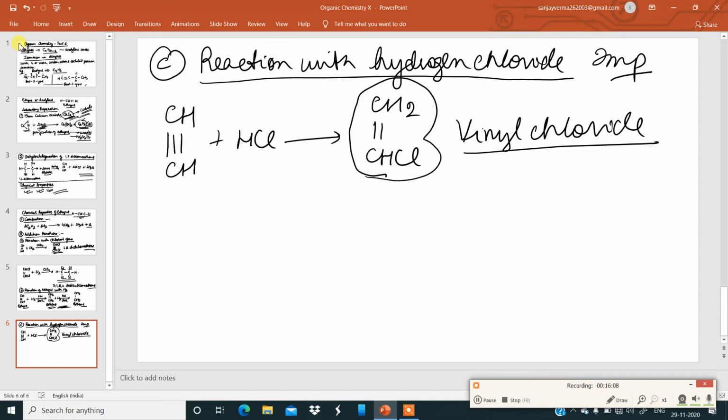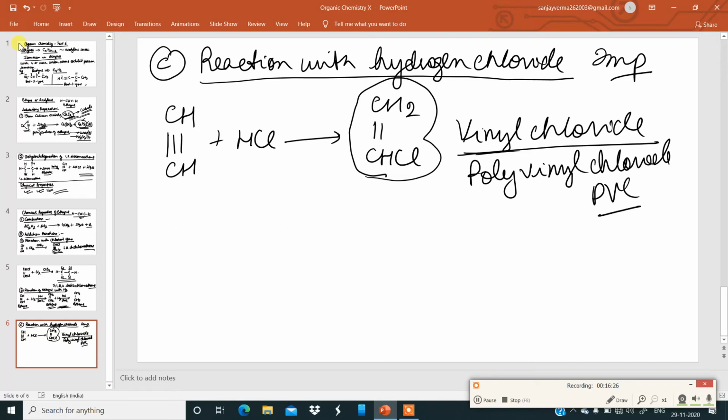It is a monomer. If you take lot of vinyl chlorides together and allow them to undergo polymerization, it will form polyvinyl chloride. Polyvinyl chloride, we call it in short PVC.